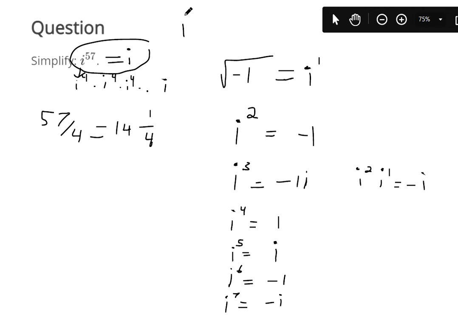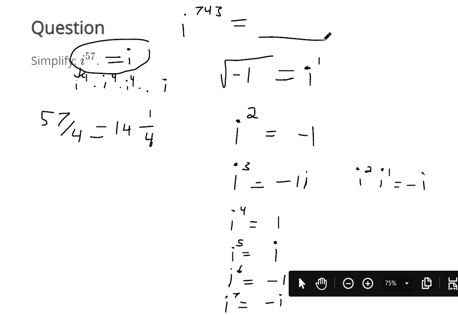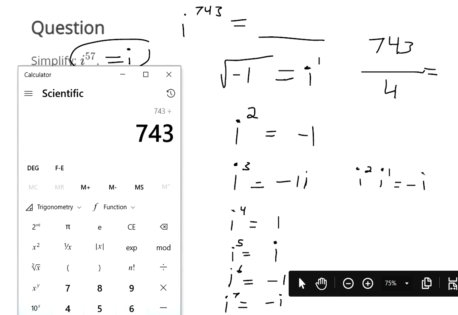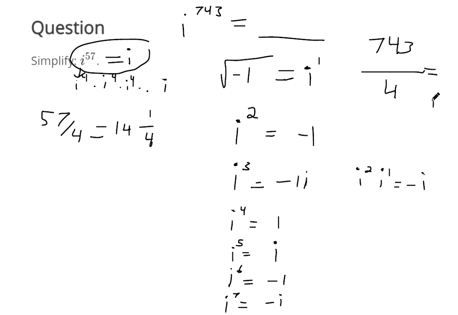If you get another question, like if it says i to the, I'm making up a number here, 743rd power, well, I know what that's going to be if I use that trick. Take 743, divide by 4, and that's going to have a remainder of 3, right? And when we have remainders of 3, the result is going to be -1i.